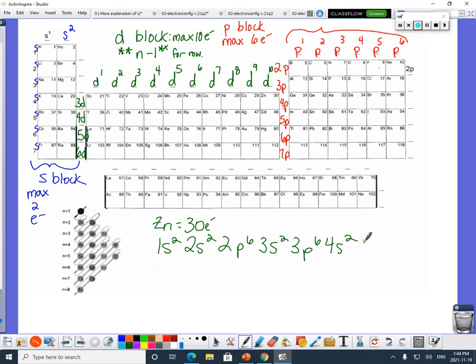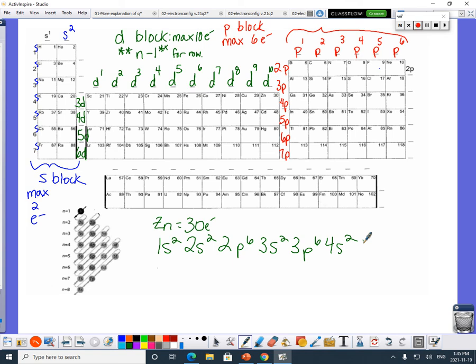So for the last 3 years, that's where we ended, right? You guys did the first 20 and that was it. Zinc, of course, is element 30. It is not part of the first 20. So how do we deal with that? This tells us the number of electrons. If you're not a mental math kind of person, just add in your calculator. What's 2 plus 2? 4. Plus 6, 10. Plus 2, 12. Plus 6, 18. Plus 2, 20. Now, we need to account for 10 more to get to 30. How do we do that?